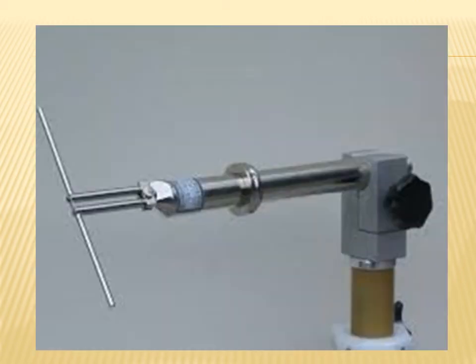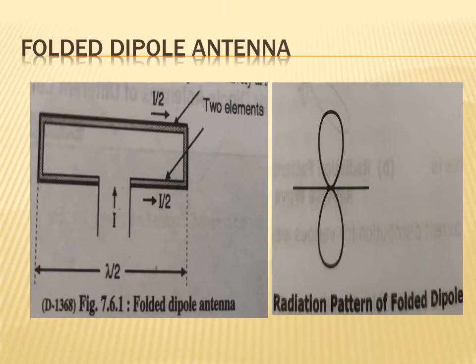See the picture for the half dipole antenna, or the practical use of this half dipole antenna. So see the picture. This is the picture of the half dipole antenna. Next one, it is the folded dipole antenna.